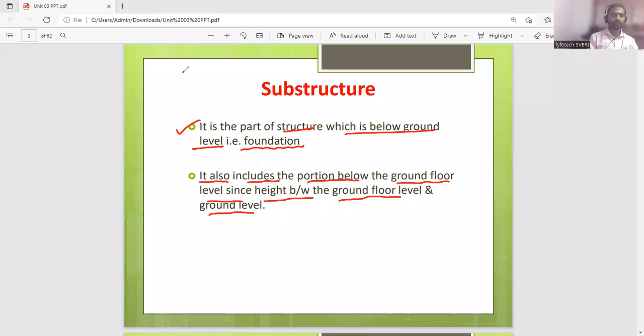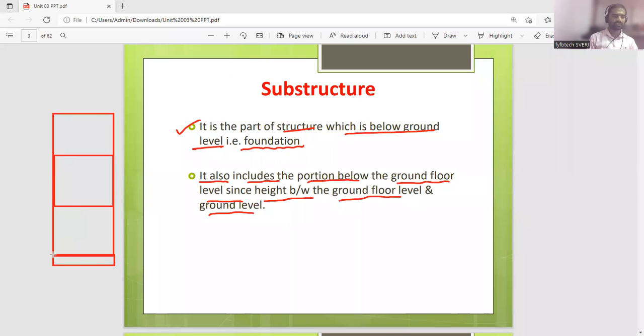See, I am drawing this diagram. All of you concentrate. How many stories are there? So this is the foundation. Just consider this is the foundation. This is the ground level. Now, what is the substructure? This foundation is also substructure, correct? And this part is also substructure, because this story is below the ground level. So this ground floor is also a substructure, and the foundation is also substructure.